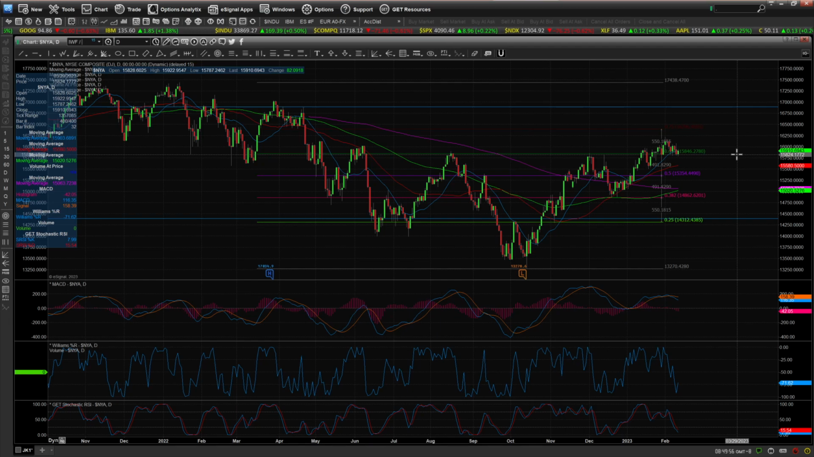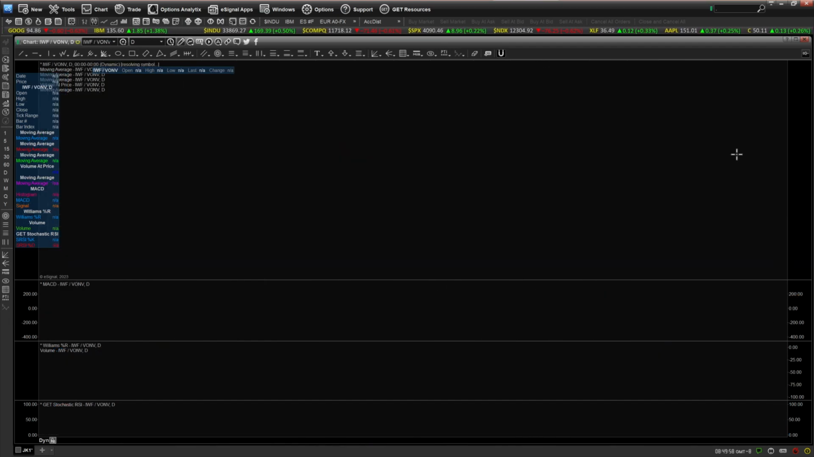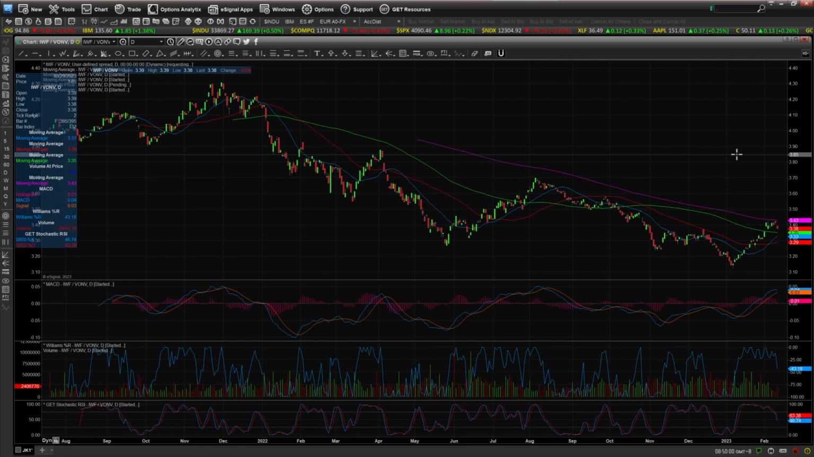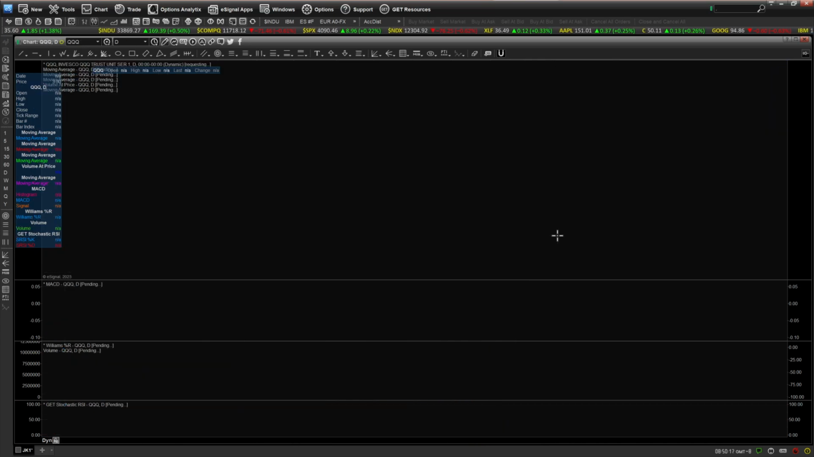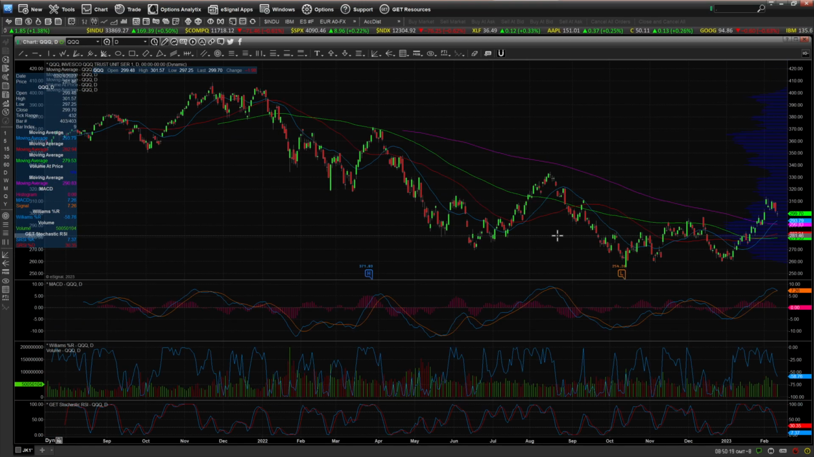But I want to get to this, which is the IWF to the IWD, which is growth to value, right? You saw this rally from the beginning of the year, growth outperforming. Well, Friday was the first kind of shot across the bow that, hey, maybe that rally is over. And you saw a lot of weakness in the tech sector. You can see the QQQ here, just having really a rough week.